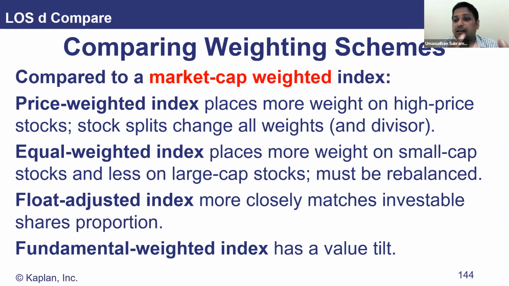Because a market cap based index is going to give a higher weightage to bigger companies and lower weightage to smaller companies. But an equally weighted index is going to assign identical weights to all the stocks, which means who's going to benefit? Can you think about it? Who's going to benefit in terms of weight? Are the small companies going to benefit or large companies going to benefit in an equal weighted index? Small companies are going to benefit. They are going to have a higher weightage. That's what they are trying to say.